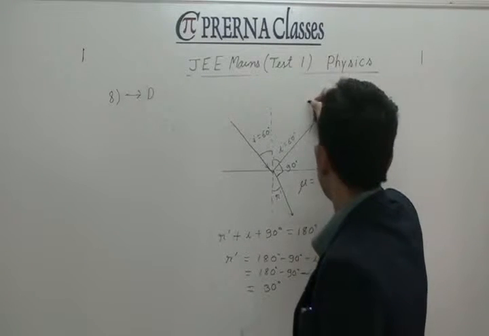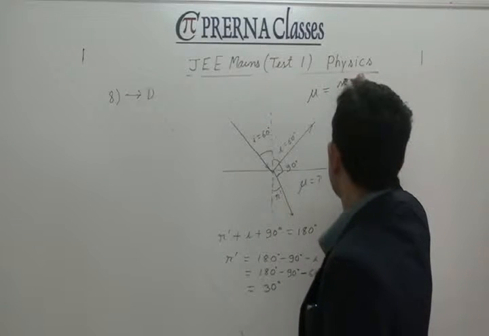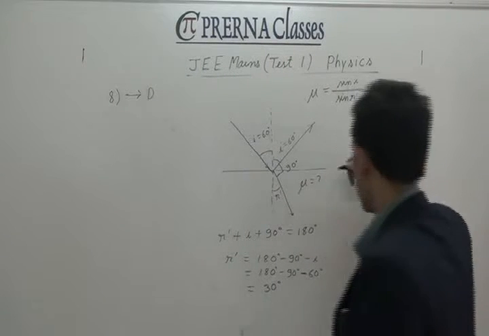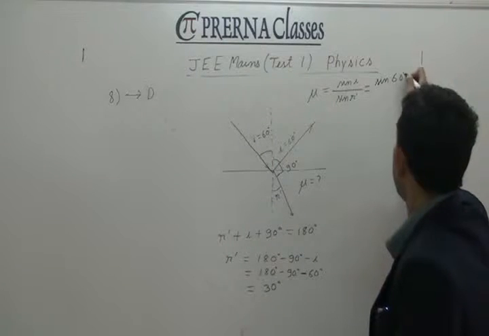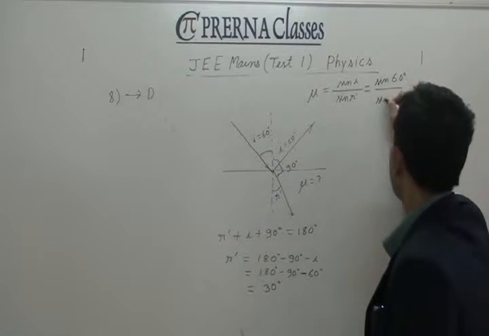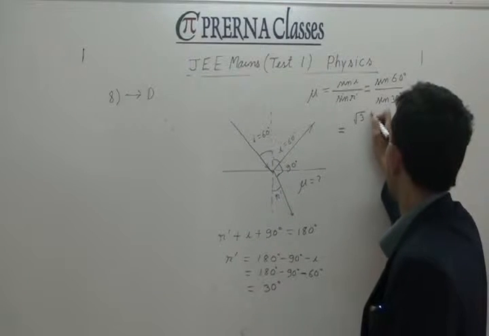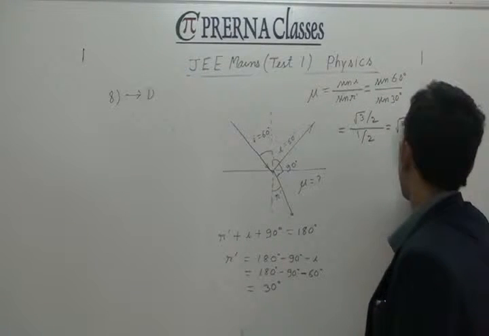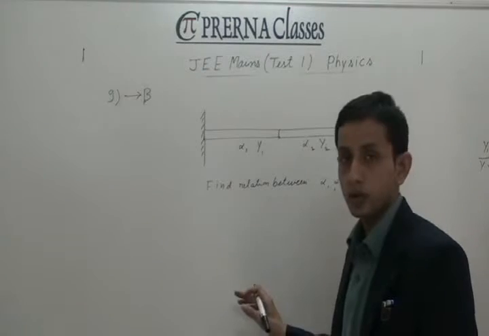So we can write using Snell's law, refractive index of second material will be sin I by sin R dash, and that will be sin 60 degree divided by sin 30 degree, so root 3 by 2, and half. So our answer will be root 3, that is option D.